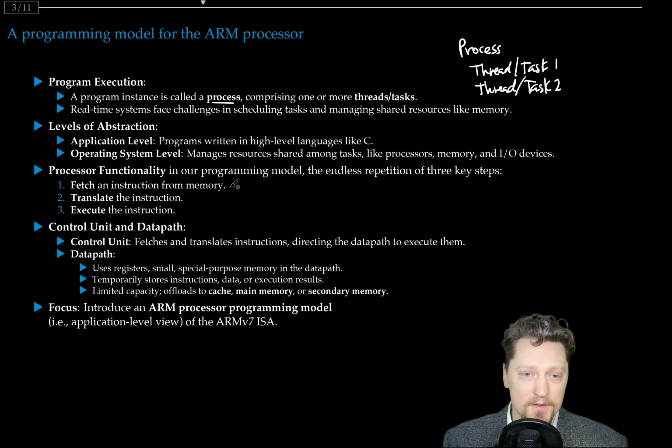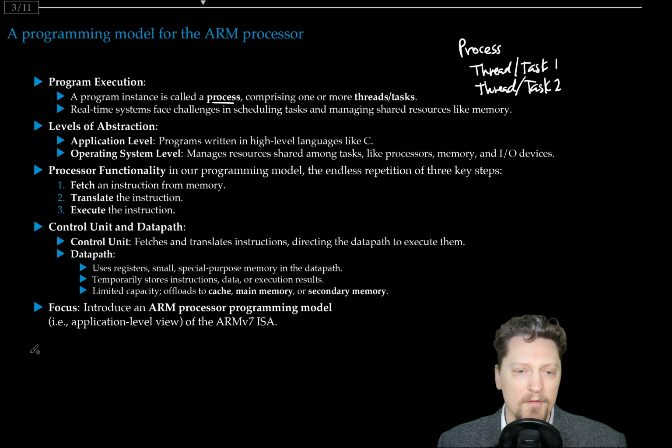Control unit and data path, the two aspects of the processor. The control unit fetches and translates instructions, directing the data path to execute them. The data path uses registers, which are small special purpose memory in the data path, as we've discussed, temporarily stores instructions, data, or execution results. And it has limited capacity, offloads to cache memory, main memory, or secondary memory. And as we go left to right here, we get slower to read and write from and larger capacity.